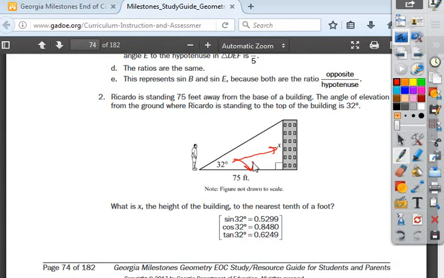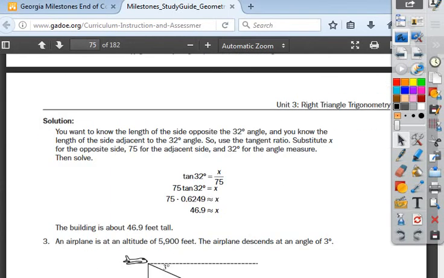Now, this stuff right here, they give you that. You really don't need it because all you got to do is work it out. Just type it in the calculator. Remember, tangent is opposite over adjacent. If the number's in the bottom, what do I do? Cross multiply. So I'll multiply 75 times tangent 32. If the number's in the top, you divide.